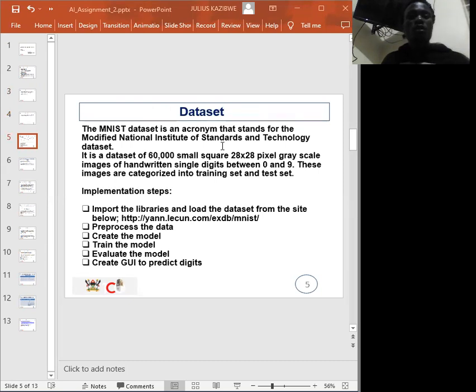The dataset that we're going to be using is the MNIST dataset. This acronym stands for Modified National Institute of Standards and Technology dataset. We shall be using this dataset in two ways: to train our model and to evaluate our model.